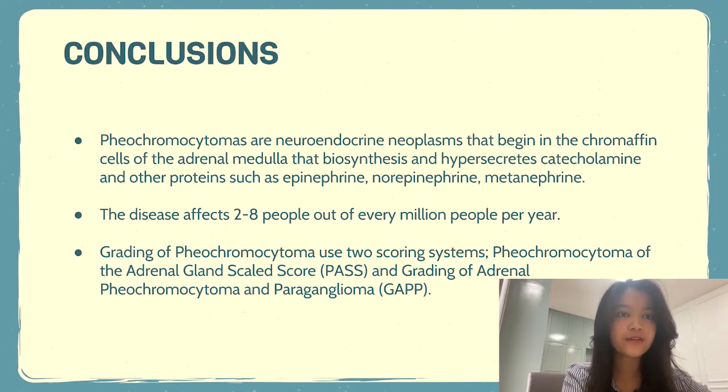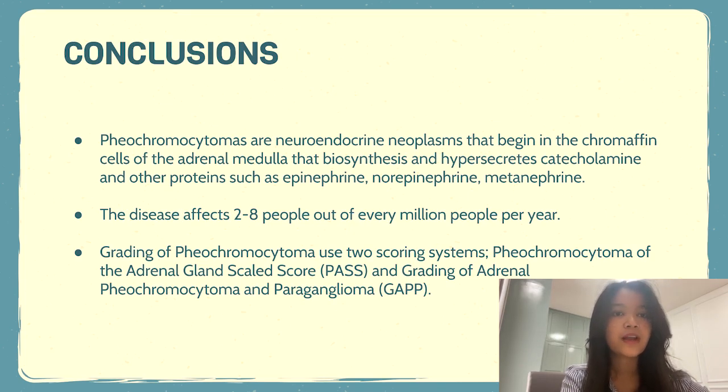So the conclusion of this student project is pheochromocytomas are neuroendocrine neoplasms that begin in the chromaffin cells of the adrenal medulla that biosynthesize and hypersecrete catecholamines and other proteins such as epinephrine, norepinephrine, and metanephrine. The disease affects 2 until 8 people out of every million people per year. Pheochromocytoma's pathophysiology is caused by adrenomedullary chromaffin cells, which secrete an excessive amount of catecholamine with subsequent stimulation of adrenergic receptors.